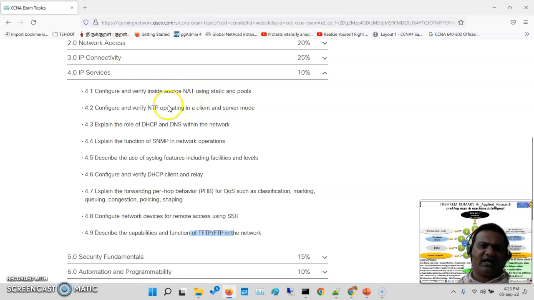Basically, if you see, NAT, NTP, DHCP, DNS, SNMP, syslog, DHCP, QoS, SSH, TFTP, FTP. These are the services covered.